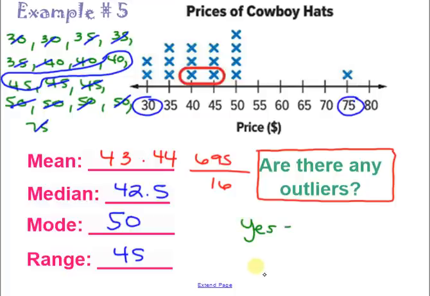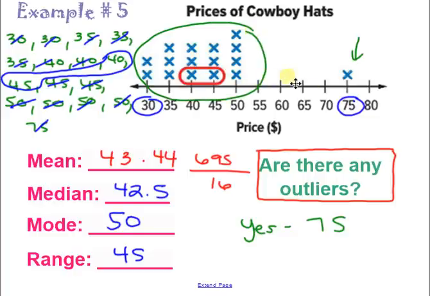What would that number be? What number is far away from the other numbers? And a clue would be to look for a gap in the data. So the number 75 is the outlier. And the number 75 is the outlier because most of the other data is over here, and then there's a large gap, and then there's 75 over here by himself.